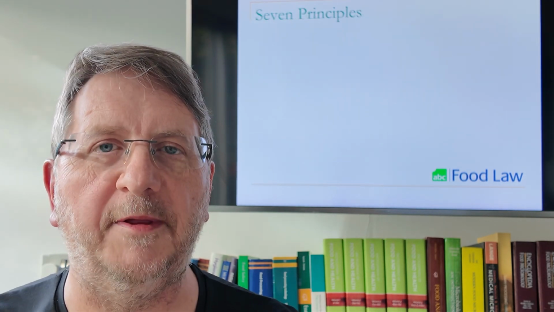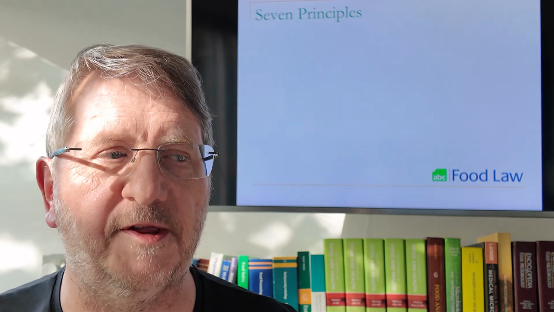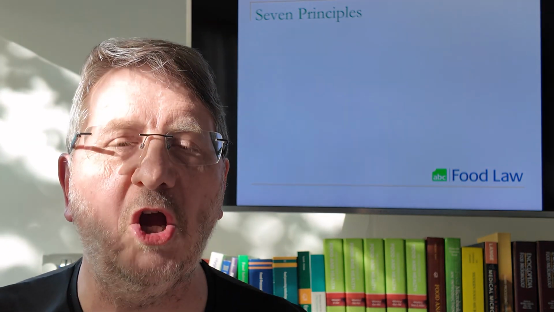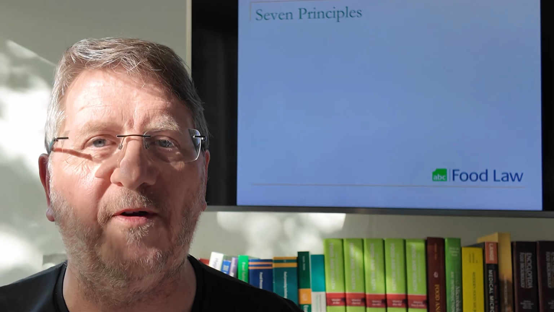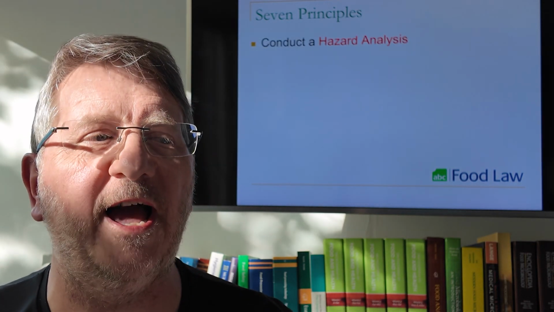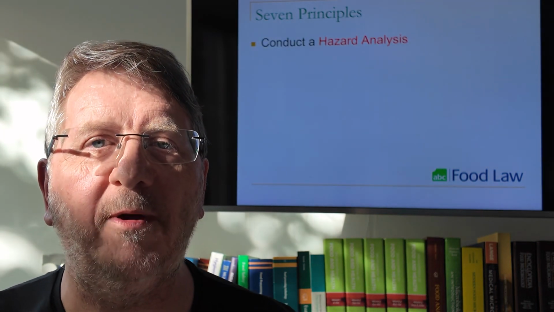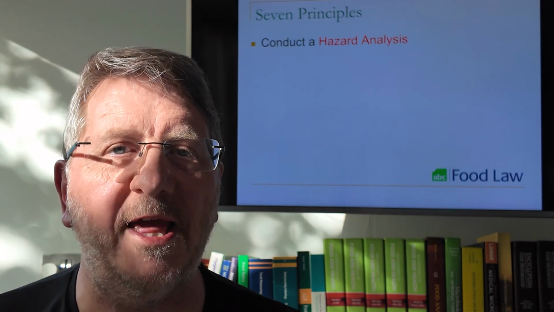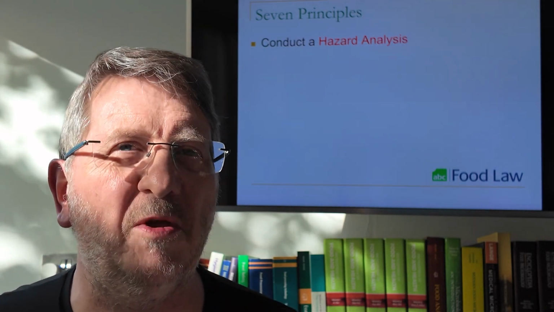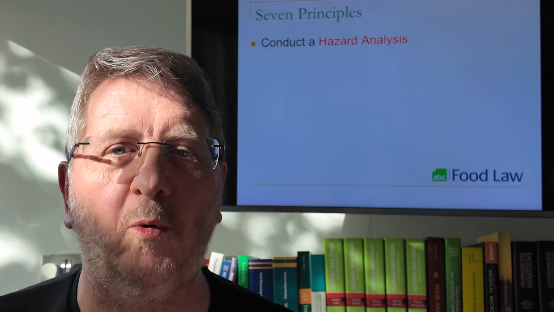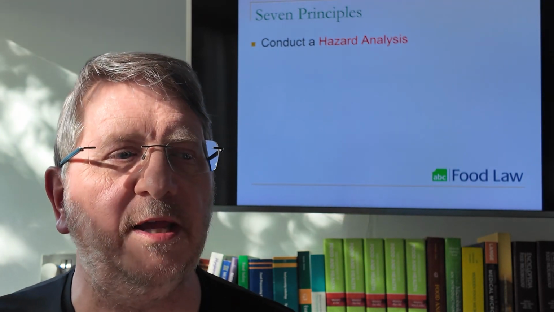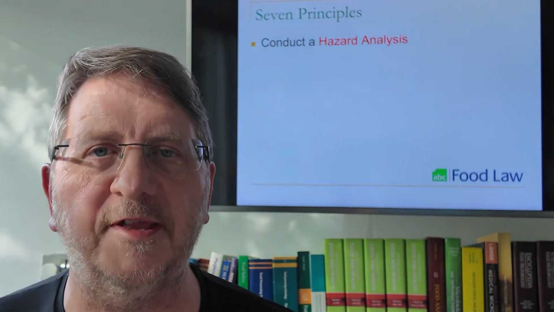So with Codex Alimentarius, there are 7 principles. I'm going to run through the 7 Codex Alimentarius principles of HACCP. The first is to conduct a hazard analysis. Typically, when you're putting together a Codex Alimentarius HACCP system, it's normally used in manufacturing and more complex operations. You will need to have a team of people who understand the business.